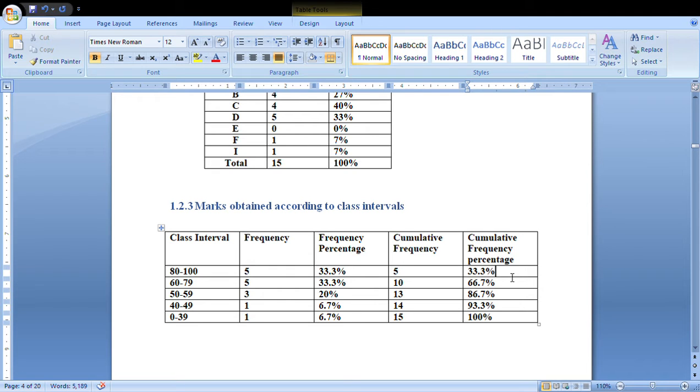To get the next cumulative frequency percentage, you basically do the same thing. You take 10, which is the next cumulative frequency. So you have 10 divided by 15, we have 0.66667, times 100%.